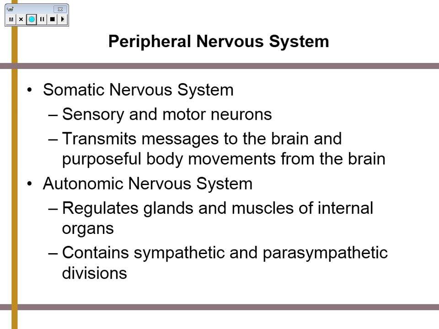Your somatic nervous system is voluntary movement. It's also your sensory receptors. Your sensory receptors are all part of your somatic nervous system.